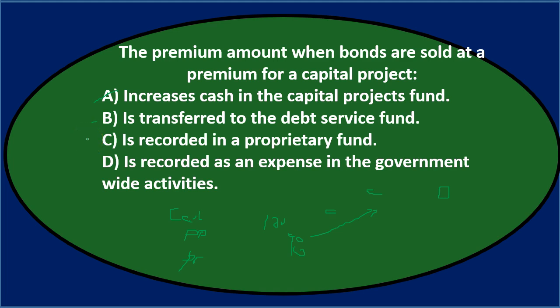C says it's recorded in the proprietary fund. Well, the proprietary fund's not involved here. And then D says it's recorded as an expense in the government-wide activities. It will be recorded in the government-wide activities, but not as an expense. It's going to be recorded under the liability, as would normally be the case when we record the bond issued at a premium. So it's not going to be D. Final answer B, the premium amount when bonds are sold at a premium for a capital project is transferred to the debt service fund.